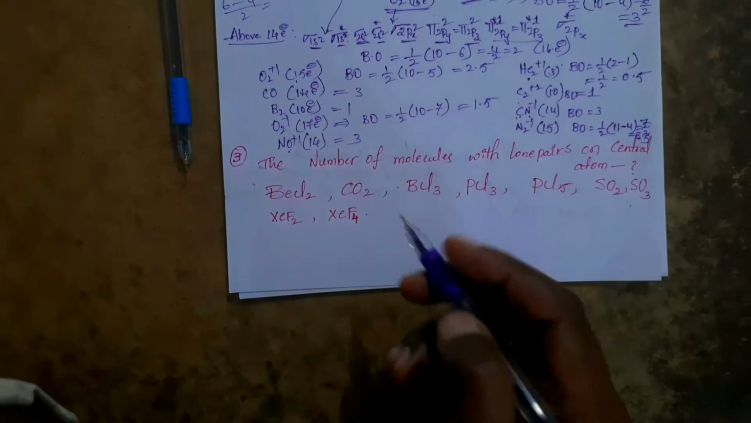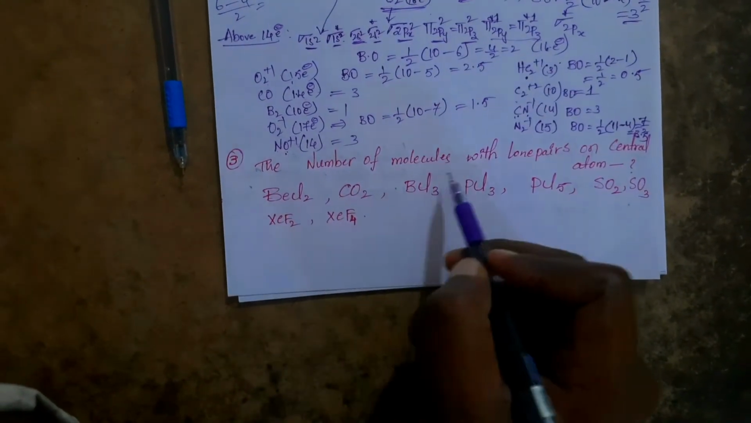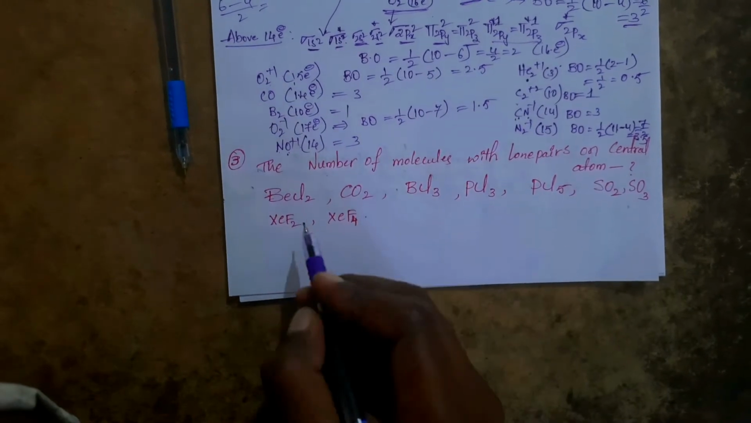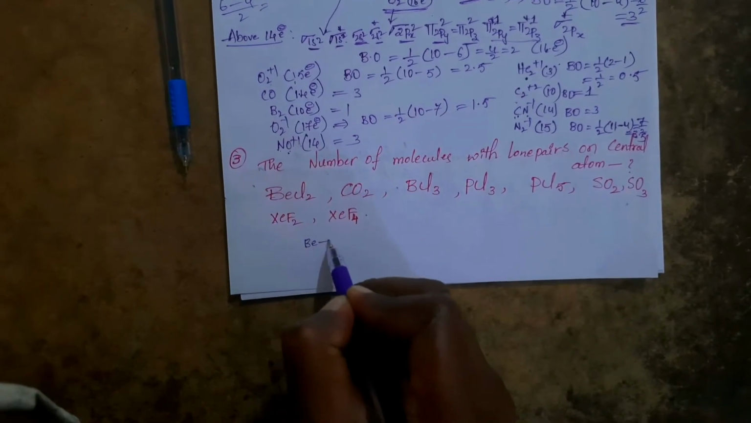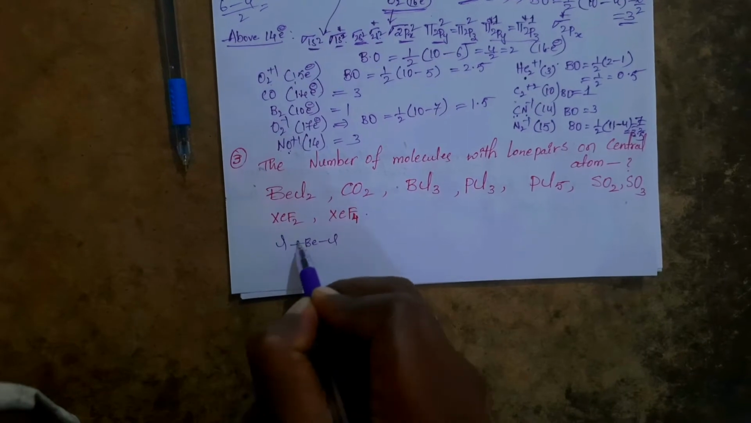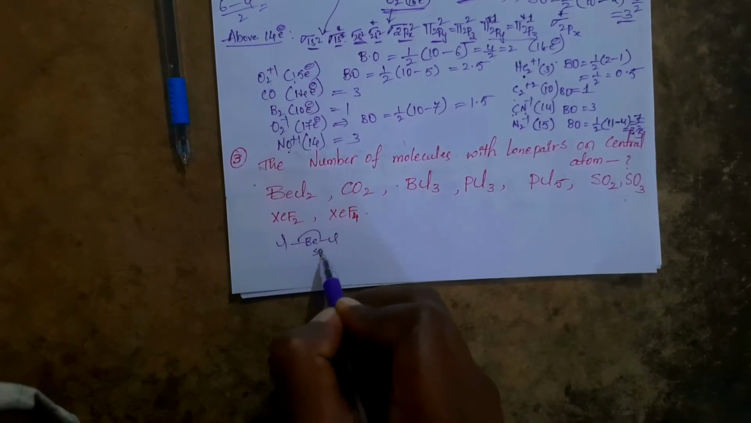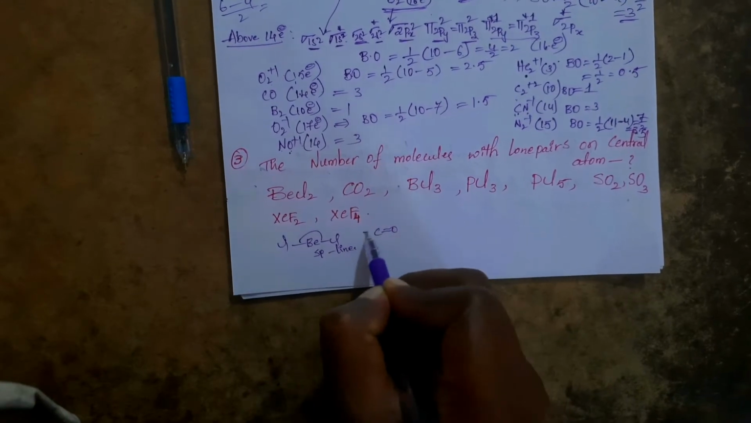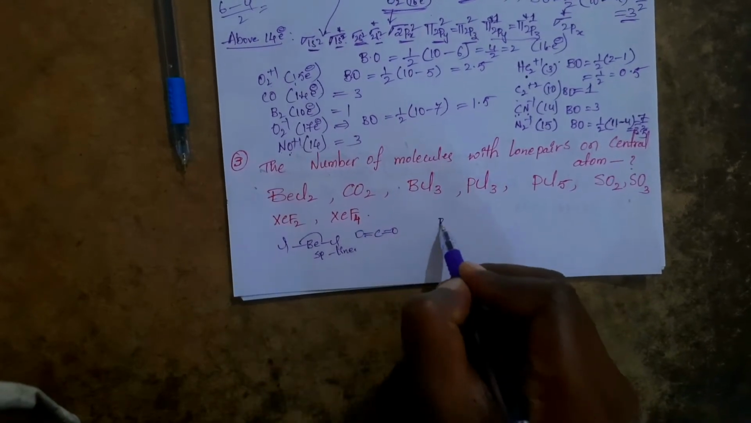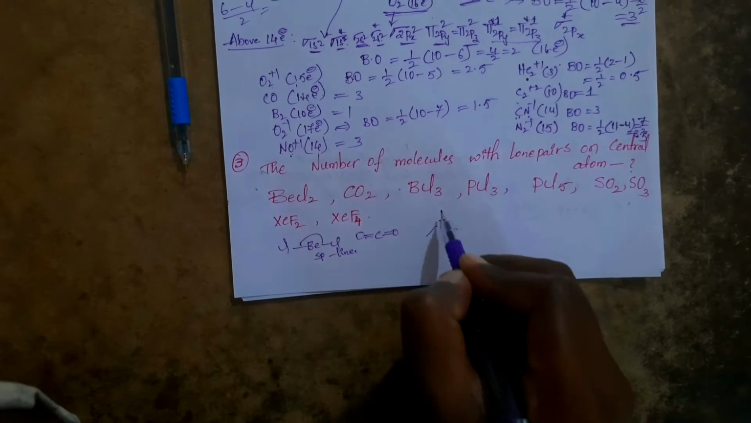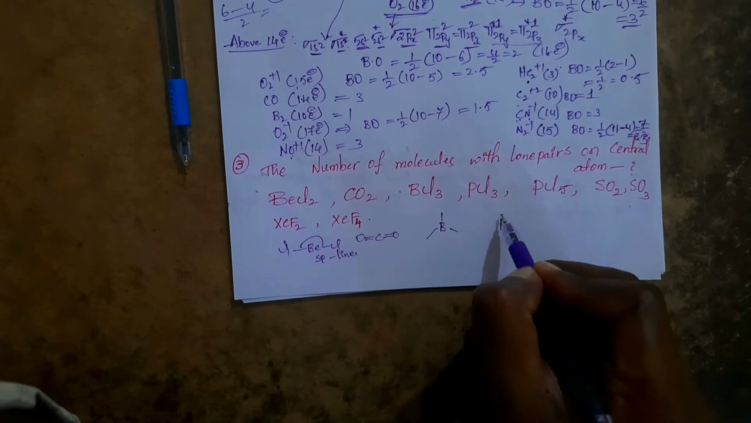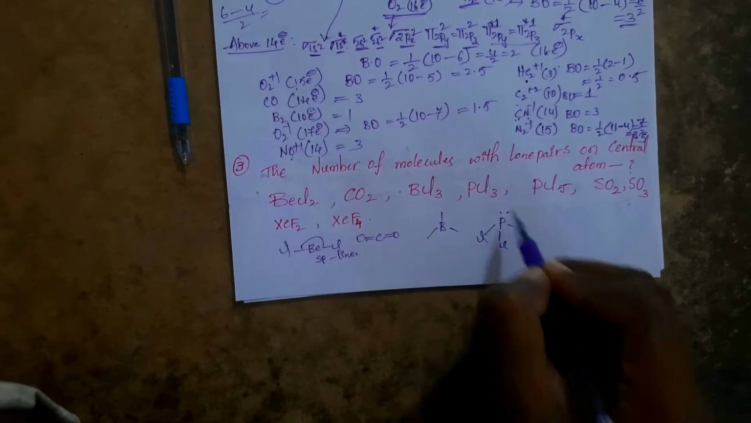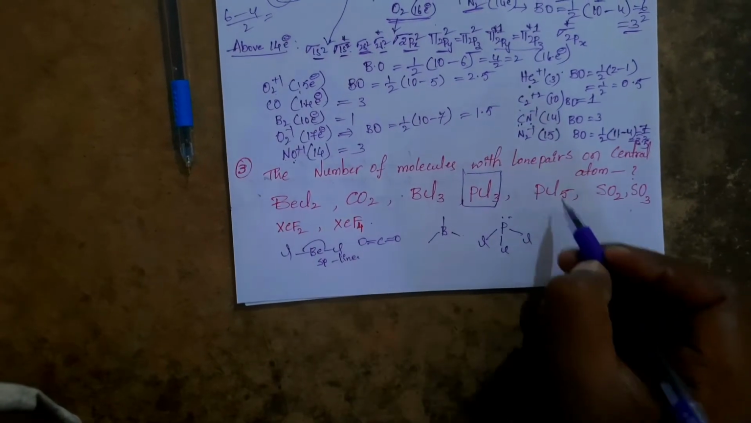Which is a very important one, that is this model. The number of molecules with a lone pair on the central atom, which are having lone pairs. Now you take beryllium chloride, which is not having any lone pair. It has sp hybridization and linear shape without any lone pair. Carbon dioxide is also not having any lone pair. Boron trichloride, you can take, it is also not having a lone pair. But you take phosphorus, it has one lone pair of electrons. This molecule has one lone pair.